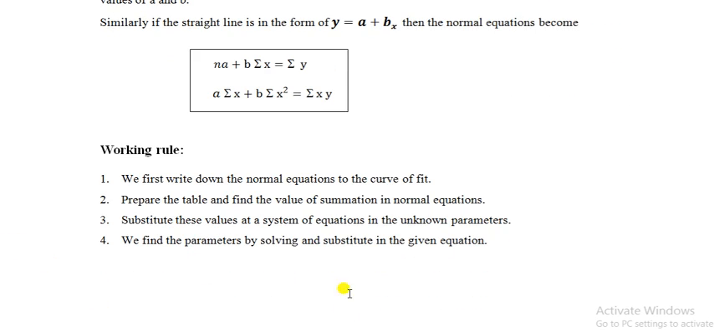Working rule. First, we write down the normal equations of the given straight line. Then with the help of the normal equations, we prepare the table and find the values of the summations, and then we substitute the summation values in the normal equations. Then we find the parameters by solving, and substitute them in the given equation. Now we will solve examples on curve fitting of a straight line.